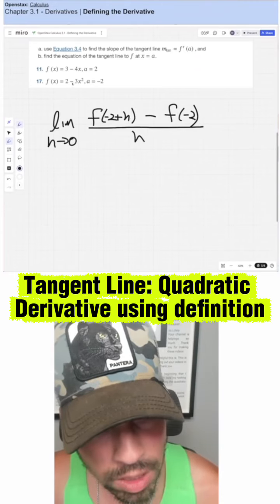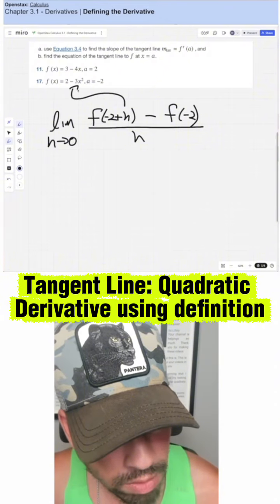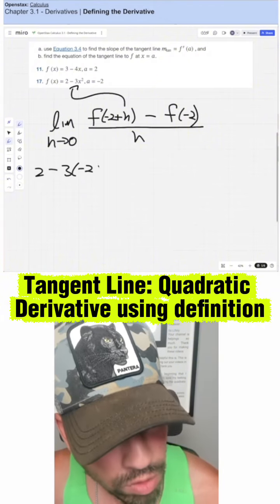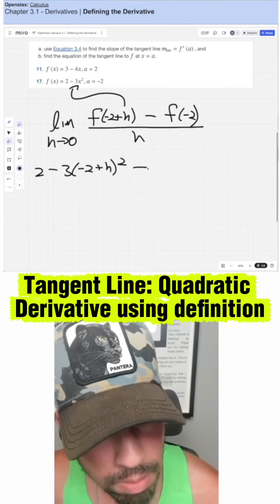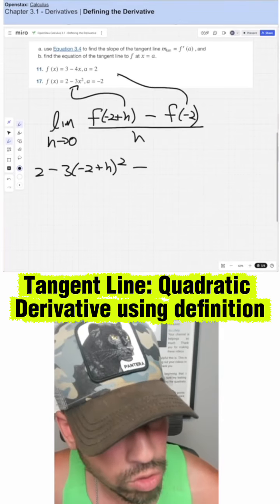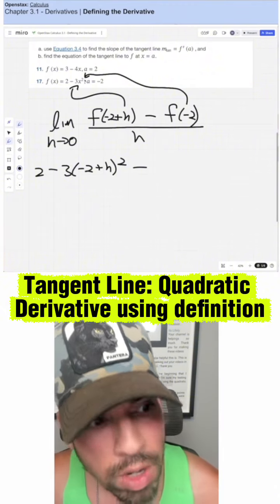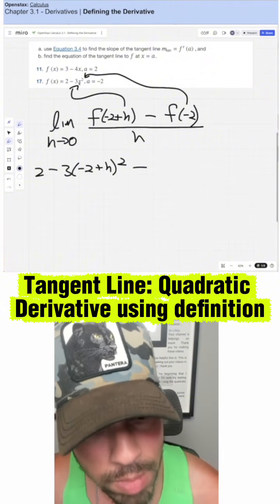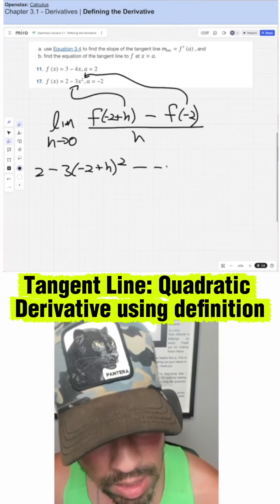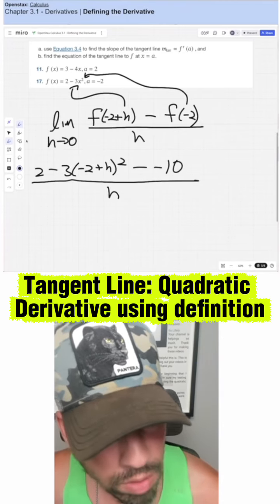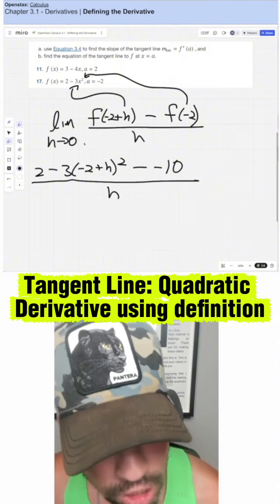All right, now we're going to go back to this and we're going to actually plug this in for x. So check it out. We have 2 minus 3 times -2 plus h squared minus f of -2. So again, I'm plugging in -2 there. -2 squared is 4 times -3 is -12. 2 minus 12 is -10. So I'm just going to place that there, nicely simplified. And then we have all of this over h. And again, this is the limit as h approaches 0.